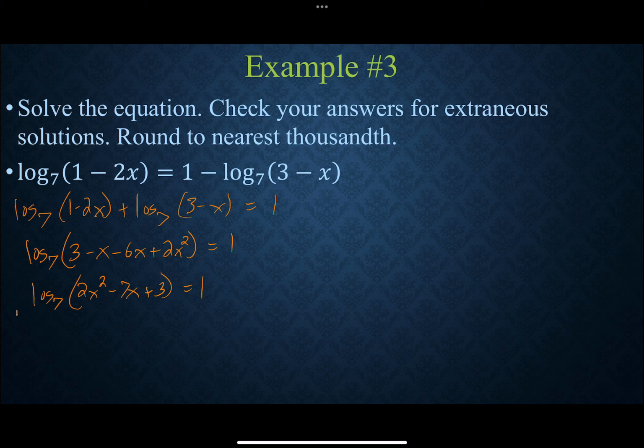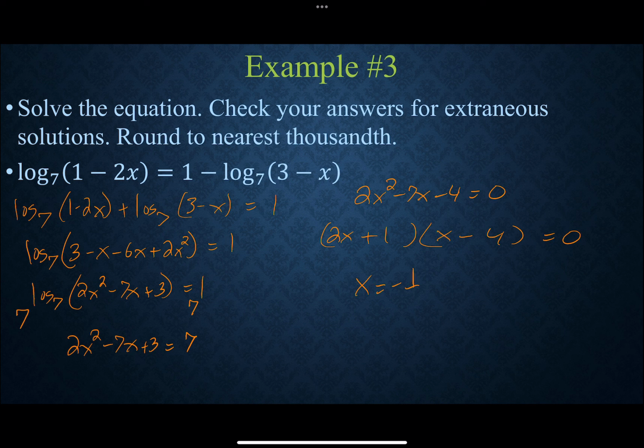We do 7 raised to both sides to cancel the log, so that gets us 2x squared minus 7x plus 3 equal to 7. Subtract the 7 over: 2x squared minus 7x minus 4, and then we go ahead and factor that. We will find that this factors as 2x plus 1 and x minus 4, giving us x equals negative 1/2 and positive 4 as our possible answers.